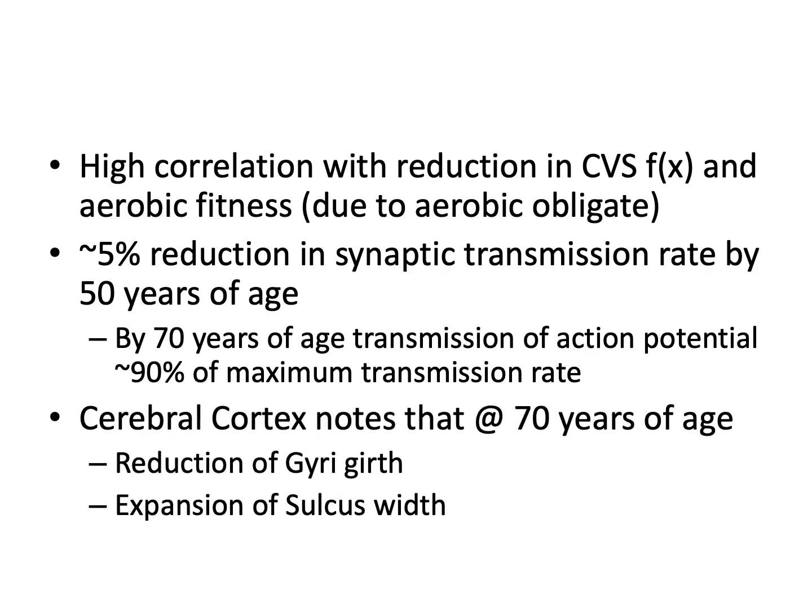At about 70 years of age, we start noticing reductions in gyral girth and expansions of sulcus widths. The rate at which those changes take place is going to be based off of the rate of use of the cerebral cortex, followed by the level of physical activity of the individual.